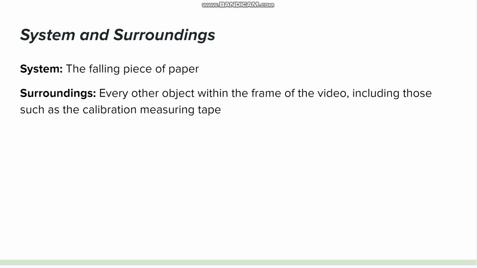The system of this lab was the falling piece of paper, and the surroundings was every other object within the frame of the video, including those such as the calibration measuring tape.